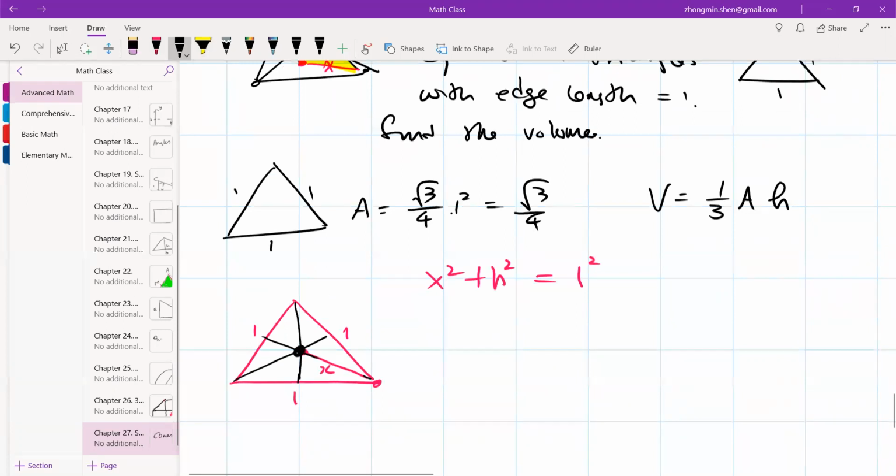And this side is 1/2. It's clear. And how about the other one? I think you can find the x. How to find the x, right? You have to find this one in order to find the x from this, or you can get it from the area.